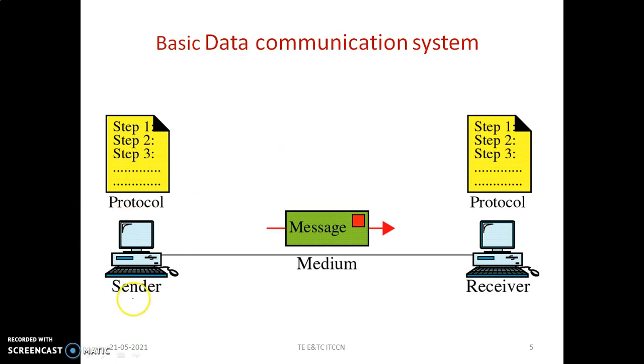So the sender has to be there, because there is one message which is to be shared between the sender and receiver. So the message is one parameter, then the sender, that will be sending the message, and the receiver, the intended destination, to whom the message is to be conveyed. So sender, message, receiver. This will be transferred over a medium. So the medium is the 4th parameter.